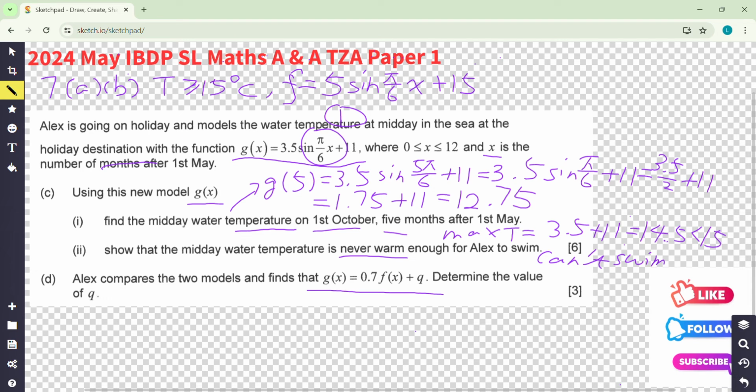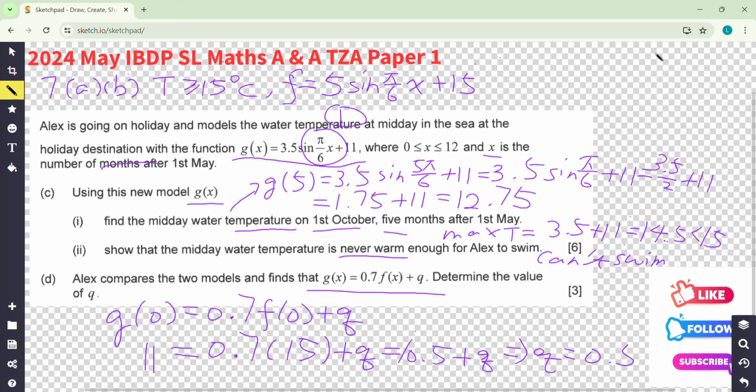Last one, gx equals 0.7 fx plus q. Wow, hard to compare, but remember the trick. Every x is okay, so you can substitute 0. It is the trick. Yeah, 0 works too, so all the sine becomes 0. So g is 11, f is 15, plus q. And then this is a calculation again, 0.7 times 15. Can you do it? Yes, it's 10.5, plus Q, so Q is 0.5. That's it. Okay, we did a great job.